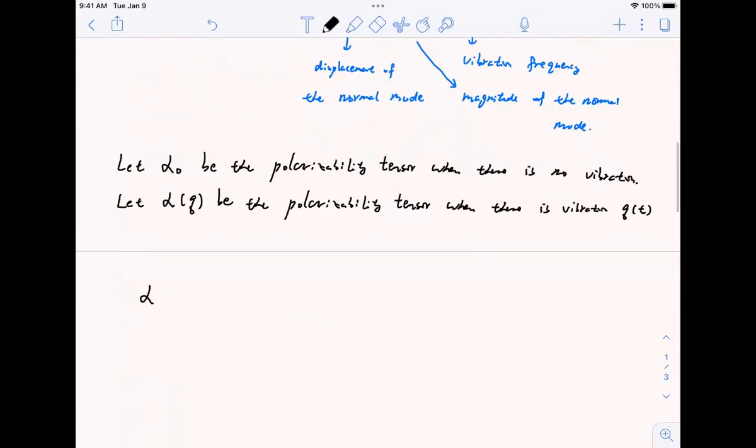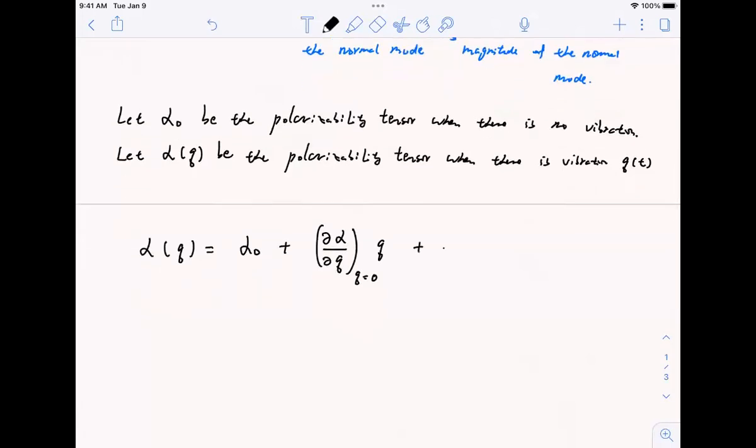Now the vibration is usually very small. The magnitude is usually very small, so you can use a Taylor expansion. It will be alpha 0 plus d alpha over dQ at Q equal to 0, when there's no vibration, times Q. Of course you can keep going on, but we're not going to investigate those higher order terms.